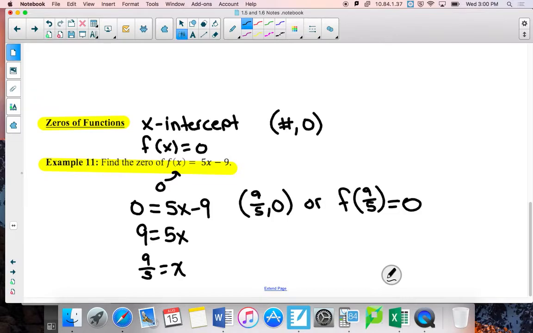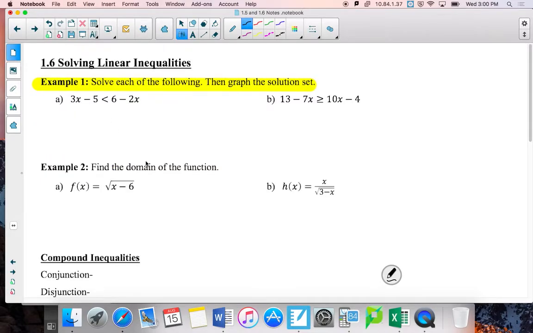So when we're finding the 0 of a function, we're finding that x-intercept, or when y is 0, what is x? So just a little bit of different language there. Okay, we're going on to 1.6 now. So we're going to solve some inequalities here.